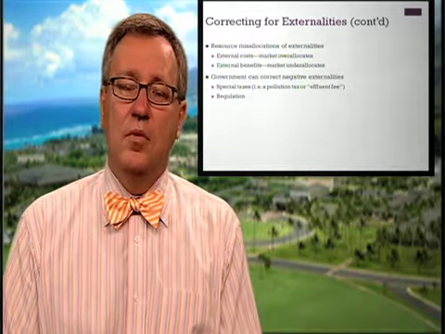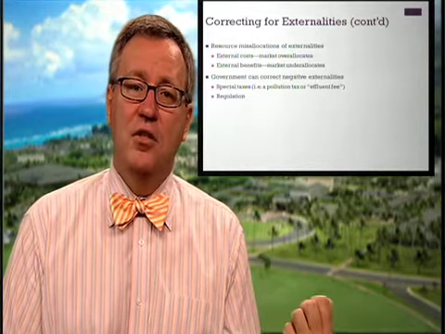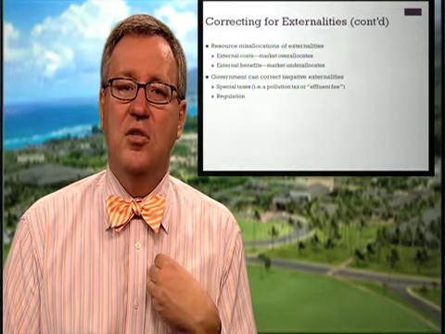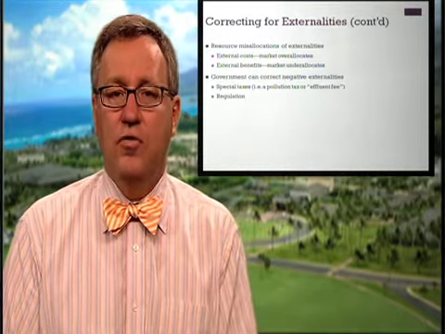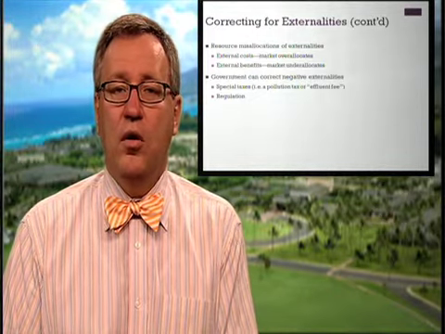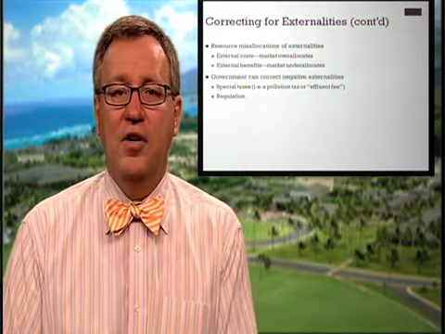At the same situation with external benefits, the market tends to underallocate the inoculation because it doesn't account for the benefits for the other 25 people in the room who aren't going to get sick because the previous 25 got inoculated.